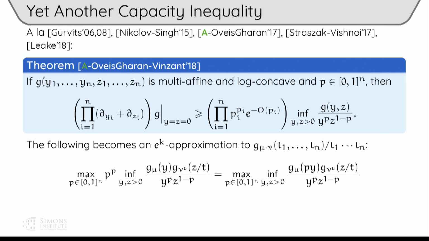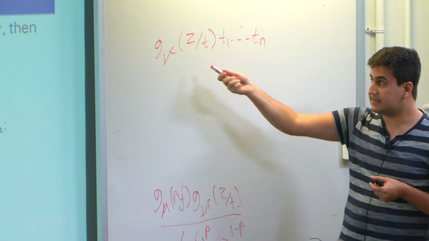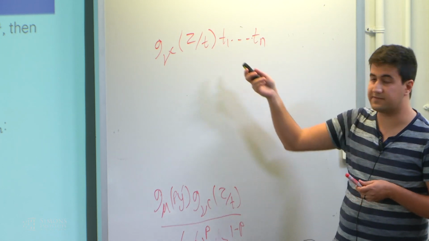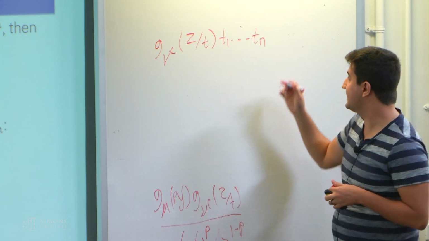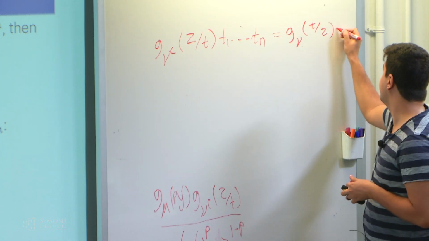Okay? You can do the same trick for t. Basically, if you multiply the variables t1 up to tn to the right-hand side of this, you get g nu complement of z over t times t1 up to tn. And this thing is log-concave in terms of ti's. Because this is basically g nu of t over z times a bunch of z's.